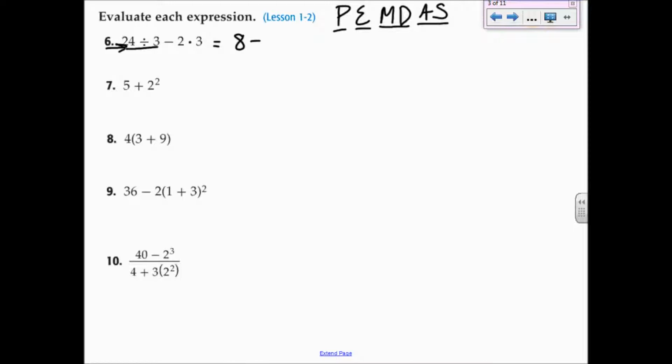And then I still haven't dealt with 2 times 3. So then I continue on with multiplication and division, and the next one I run into is 2 times 3, which is 6. And I haven't done the minus yet. Now that I don't have any multiplication or division left, I do the next step, which is addition and subtraction. So 8 minus 6 is 2.